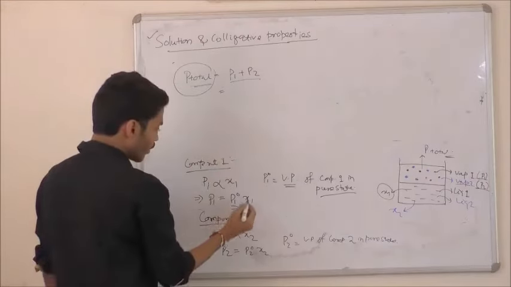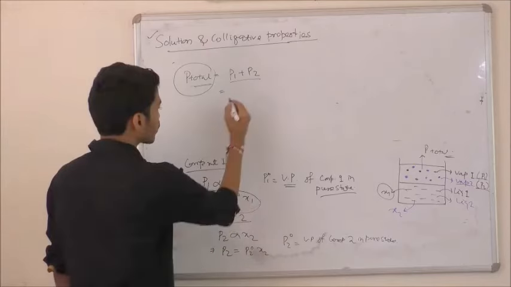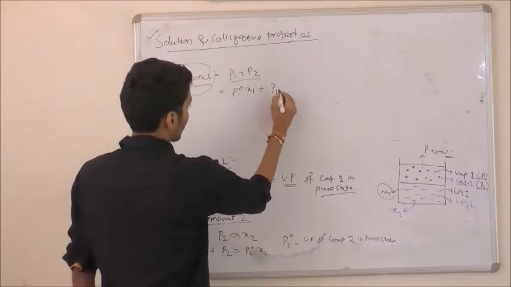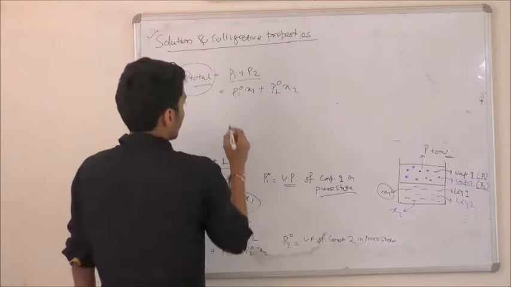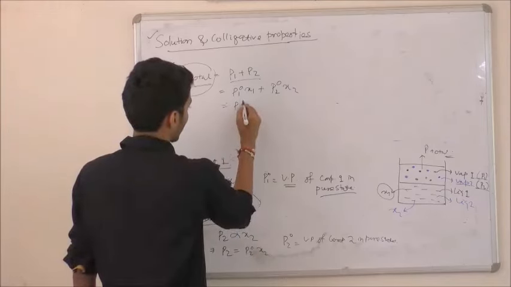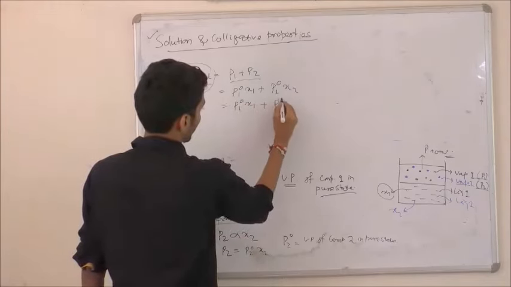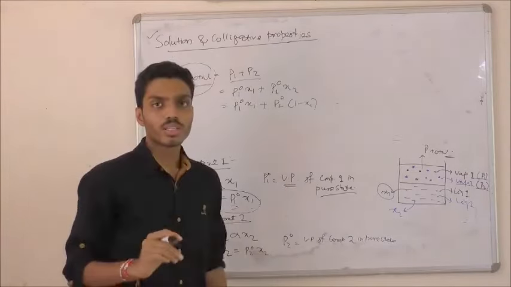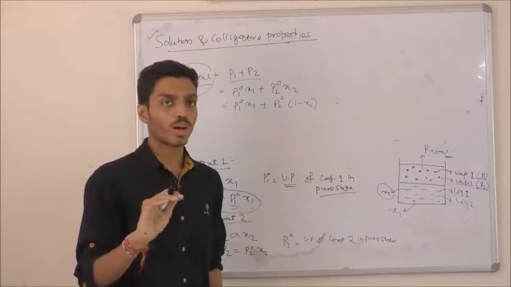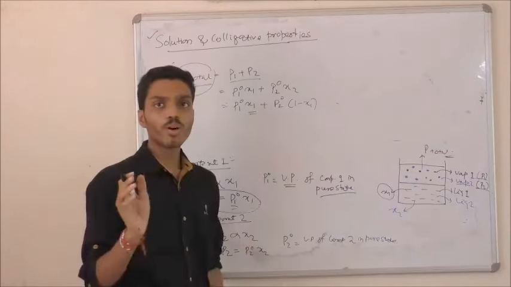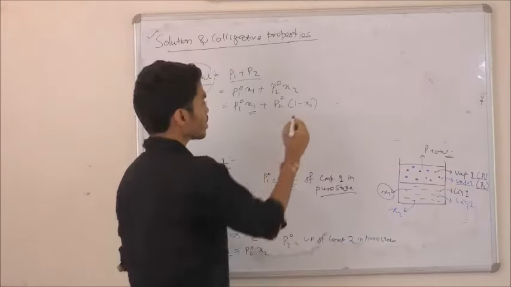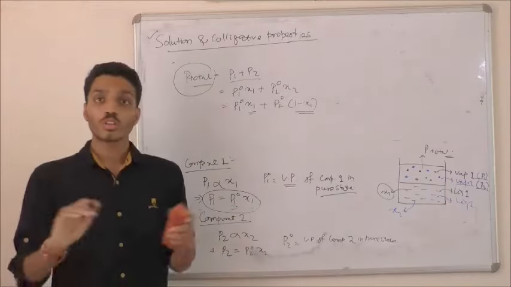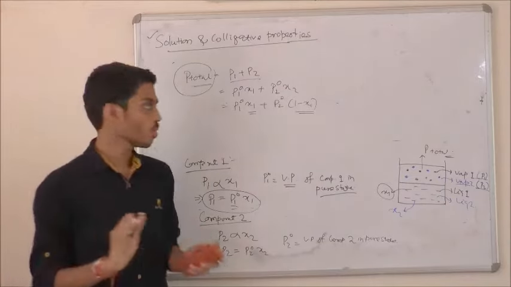Okay, and what have we derived here? P1 equals P1 naught x1, and this is P2 naught x2. Suppose I am writing this as P1 naught x1 plus P2 naught into (1 minus x1), because, guys, you know the total mole fraction is always 1. If the amount of component 1 is x1, then obviously the mole fraction of component 2 will be 1 minus x1, because the total mole fraction is always 1.